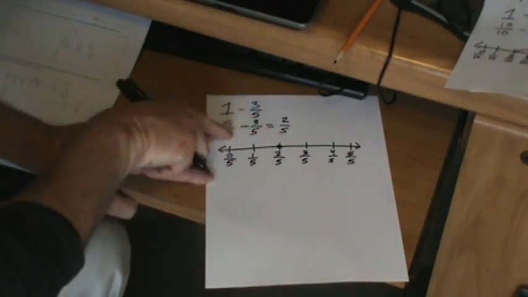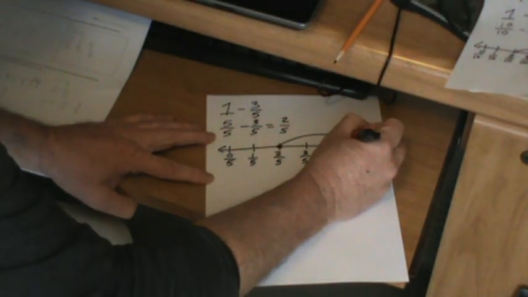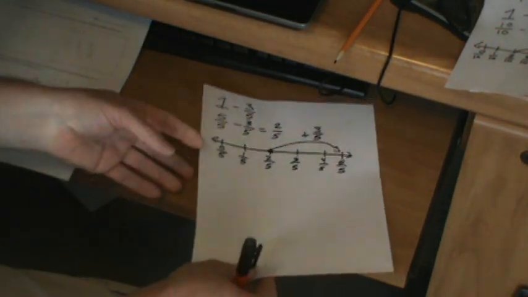I'm going to start out at 2/5, and I'm going to add 3/5. 1/5, 2/5, 3/5. What do we wind up with? You bet you. We wind up with 1 whole. Okay? And let's go on to our next one.